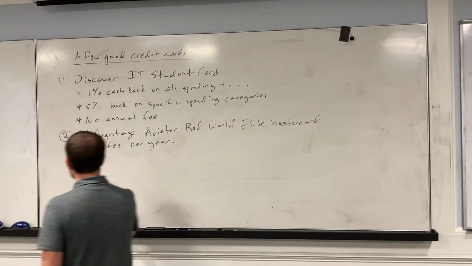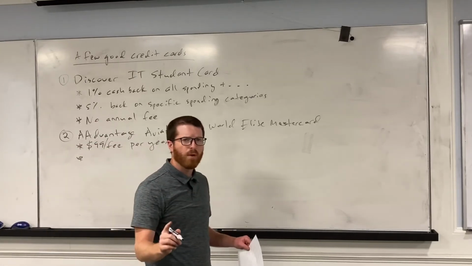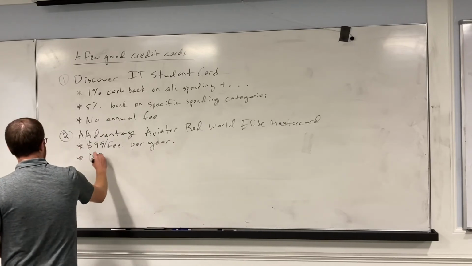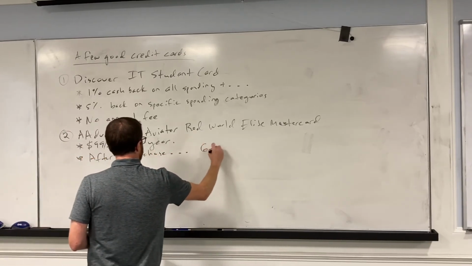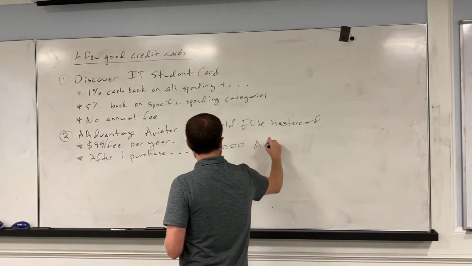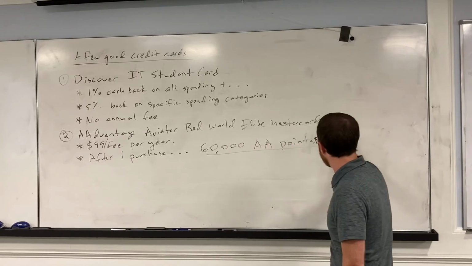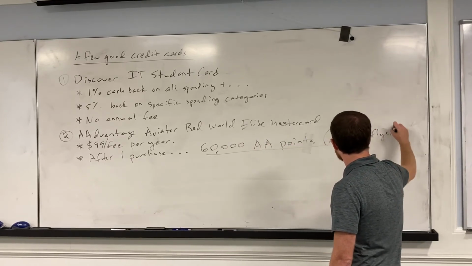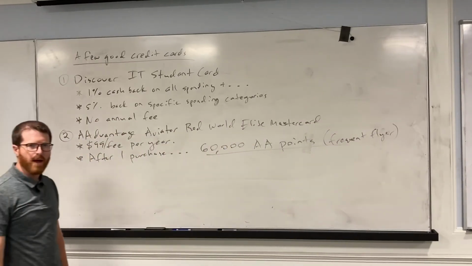The benefit of using this card is once you make just one purchase, this is the only card I know that gives you a minimum spend bonus on just anything. After one purchase, you get 60,000 AA points, whatever their mileage system is called. So it's essentially their frequent flyer points. Okay? And that 60,000 points is enough to get you to Europe and back.